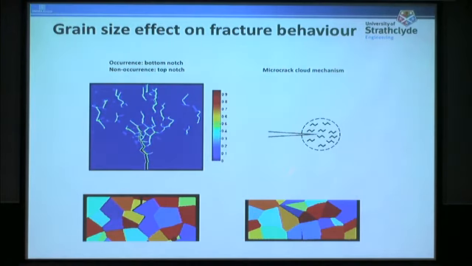And at the same time, we also capture something important at micro scale, which is called the micro crack cloud mechanism. So basically, sometimes, especially if your grain boundaries are weak, depending on the initial crack and its distance to the grain boundaries, the cracks may start from the grain boundaries and they can stop the original crack. This is called micro crack shielding, and this is something that we captured again by using our simulations.